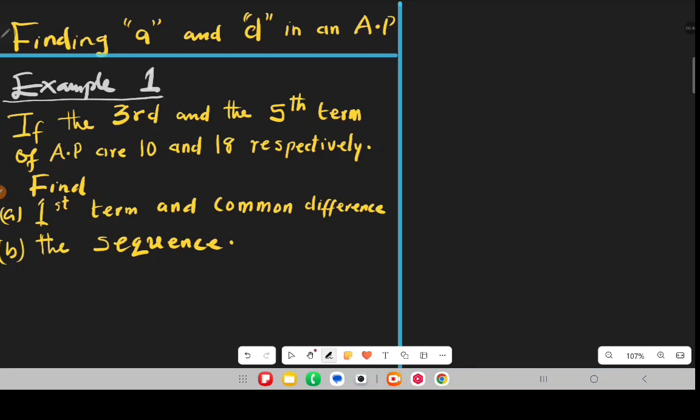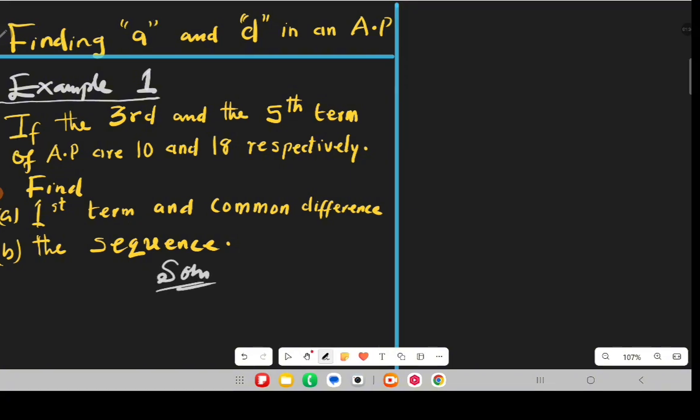Today I'm going to show you how to find the first term and the common difference of a given arithmetic progression, which is AP. Example 1. If the third term and the fifth term of an AP are 10 and 18 respectively, find A, the first term and the common difference, and B, find the sequence.